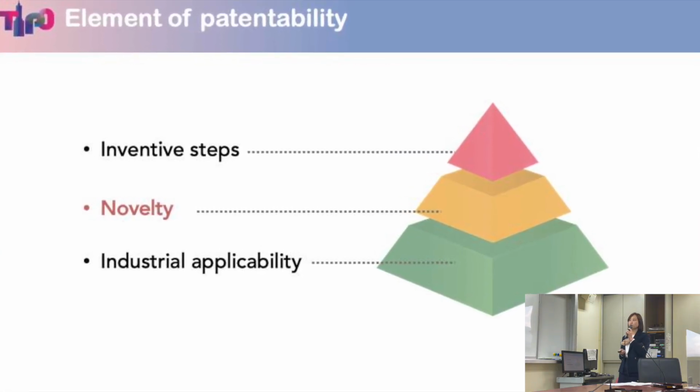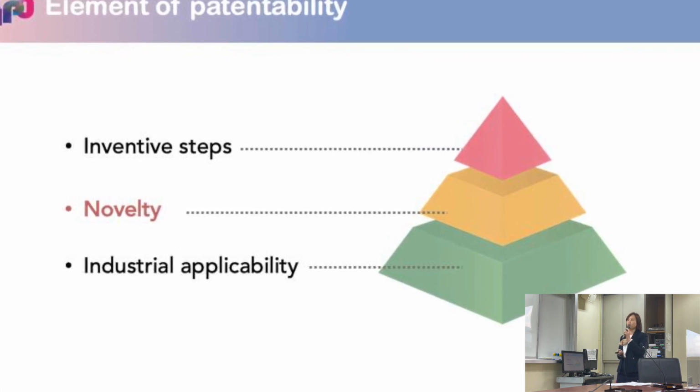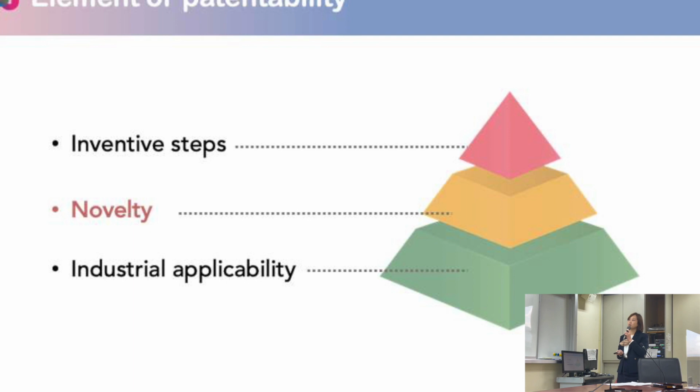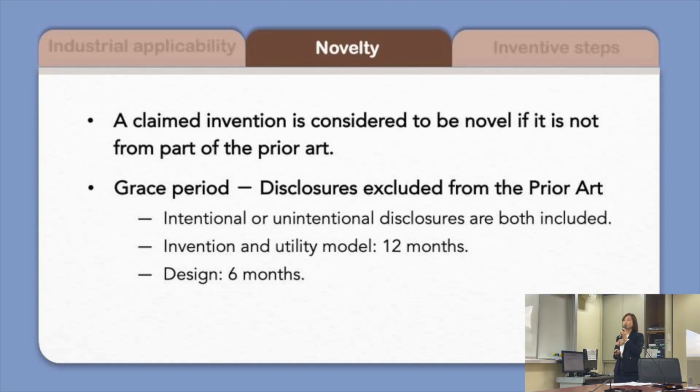After checking if the subject matter has utility, let's look at novelty. So what is novelty? A claimed invention is considered to be novel if it is not part of the prior art. However, there's an exception, which is called the grace period. The disclosure will not be considered as prior art in this certain period, no matter whether the disclosure is made by the inventor or others, intentional or unintentional. For invention and utility model, the grace period is 12 months. For design patent, it is 6 months.